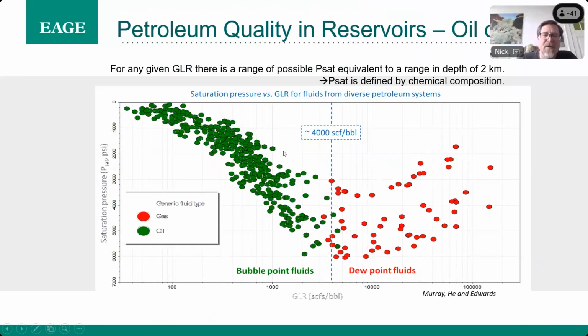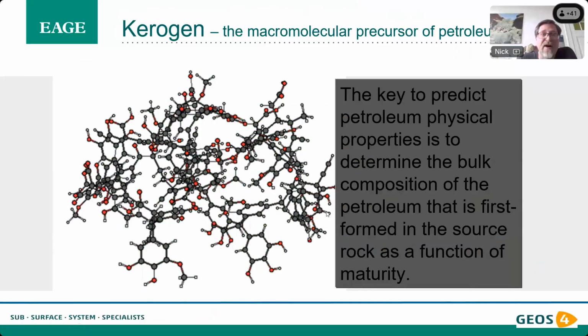Here, I would like to show that those bubble and dew point curves do not always fall in the same position and are rather characteristic for each petroleum system under investigation. So it can be easily seen here that for any given gas-liquid ratio, possible saturation pressures can differ as much as equivalent to a range in depth of 2 kilometers. This difference in saturation pressures is again defined by the chemical composition of the fluids, which are initially defined by the initial composition of the kerogen, so type, the macromolecular precursor of the petroleum.